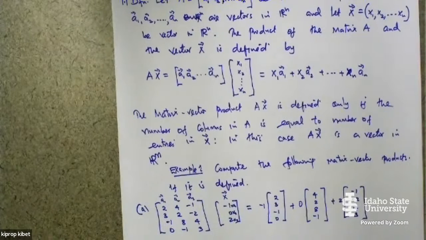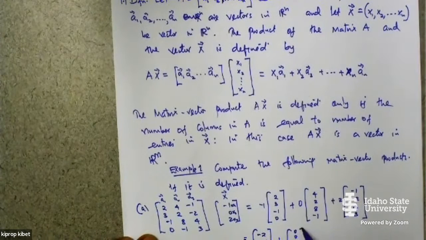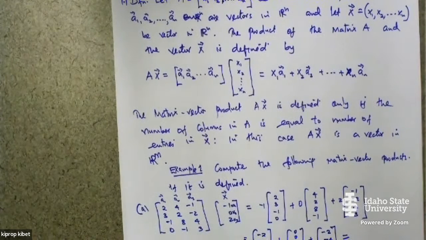So we take x1 multiplied by the first column, and so on. Now, if you still remember, when multiplying a scalar by a vector, we distribute the scalar inside, so we get -2, -3, 1, 0, and then plus the zero vector, 0, 0, 0, and then plus -2, -4, 8, 6. Now we can add those.